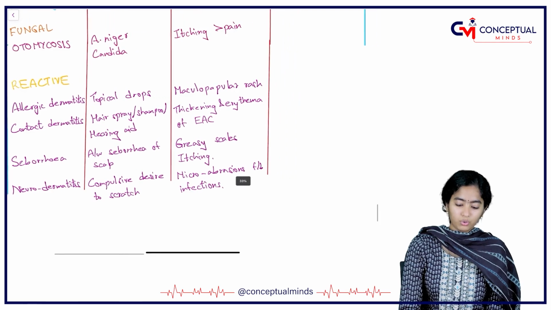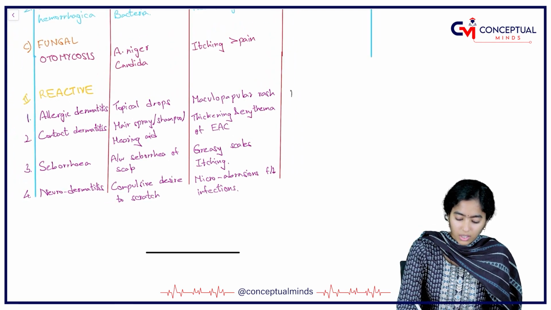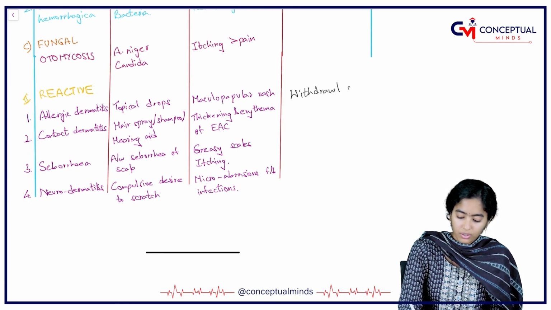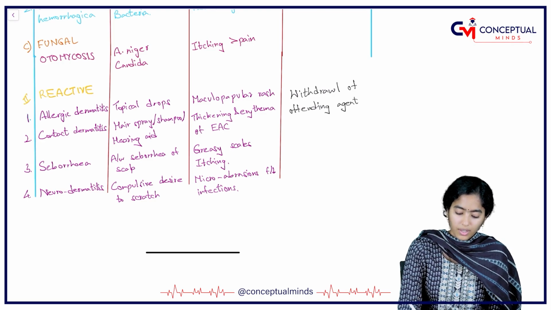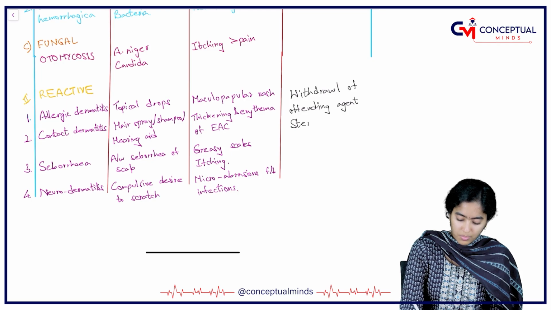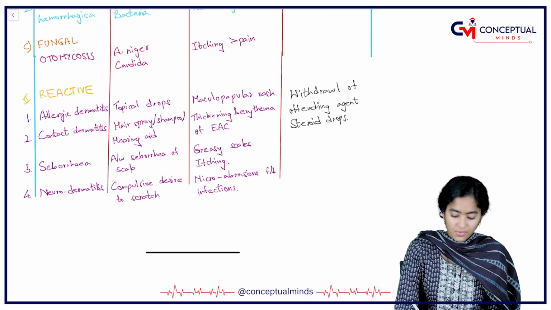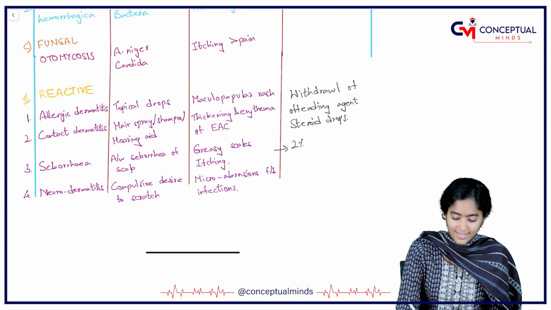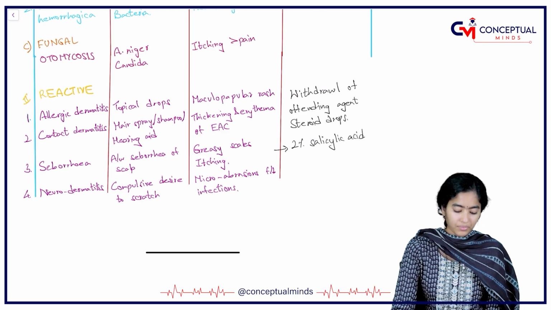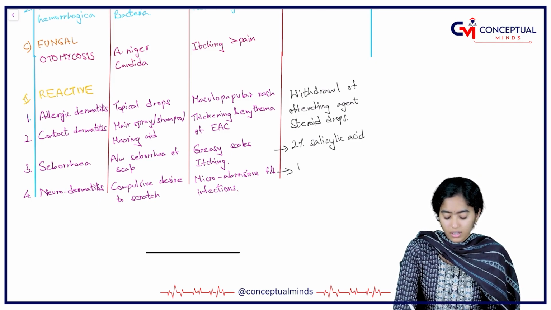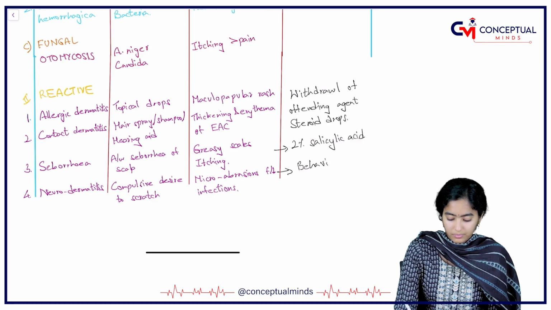And in the reactive group, for allergic and contact dermatitis, the treatment is withdrawal of the offending agent. We can also give some steroid drops to control the itching. In case of seborrhea, 2% salicylic acid can be given along with treating the seborrhea of the scalp. And for neurodermatitis, behavioral therapy is the treatment.